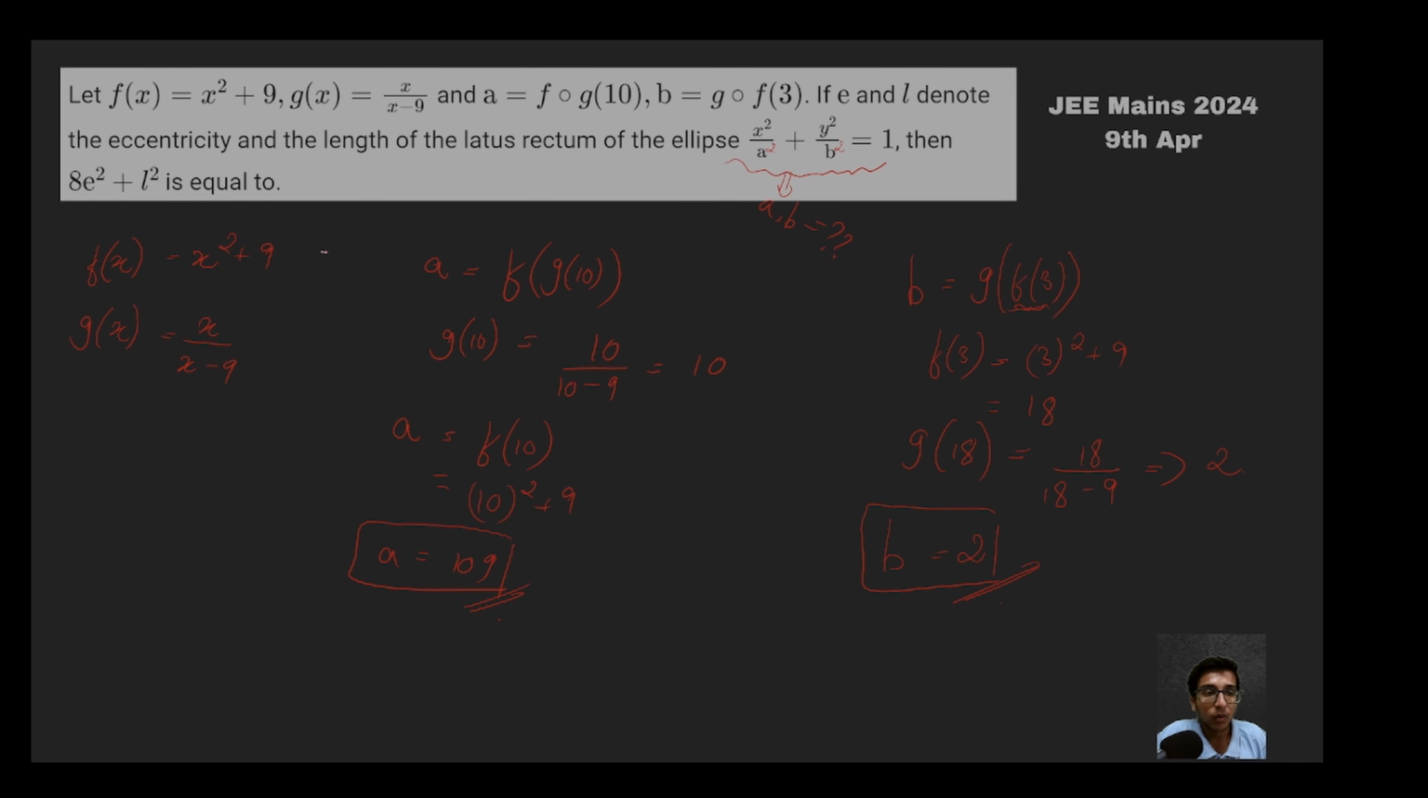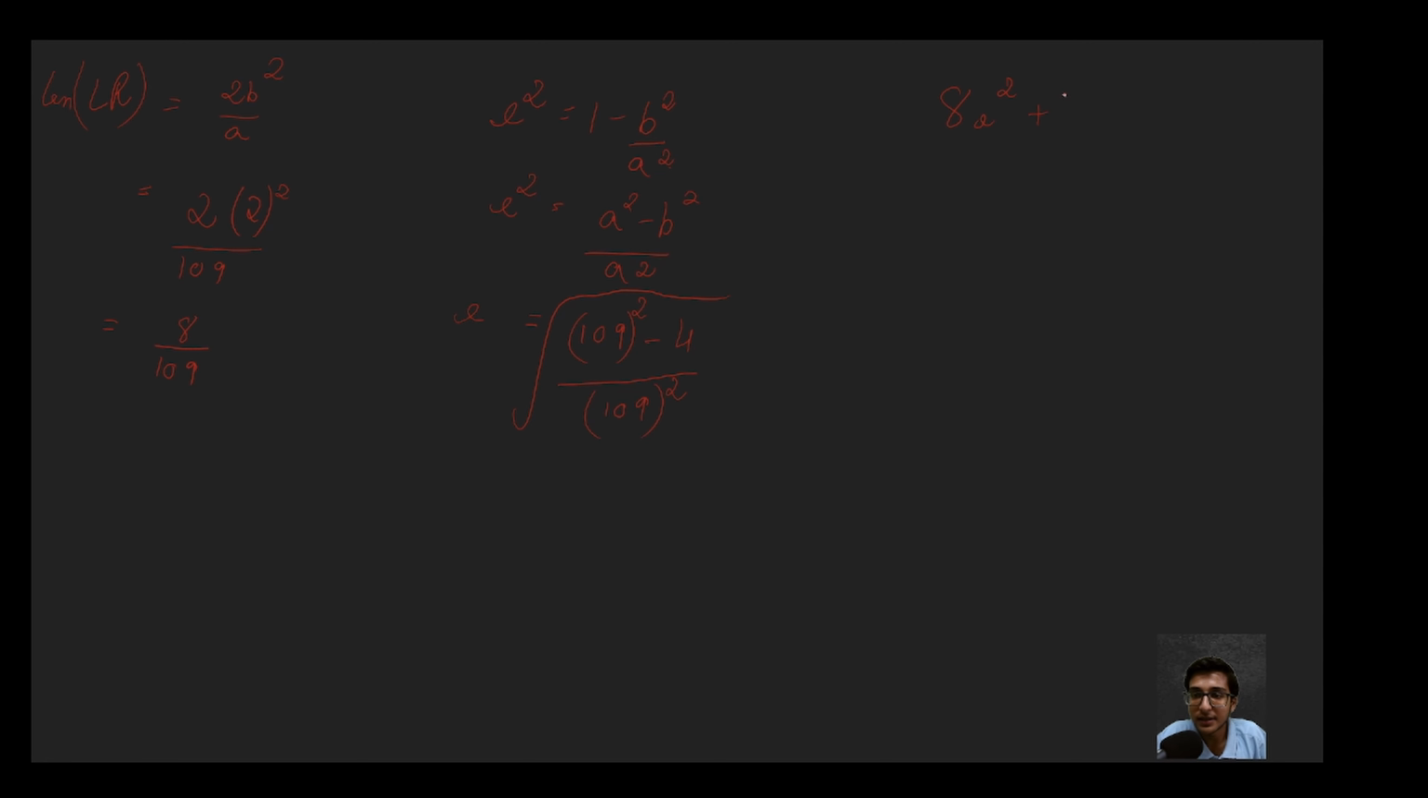Now in the question we have been asked to find out 8 e square plus L square. So let us try to convert these equations in this format so that we do not have to do these long calculations of 109 whole square. So 8 e square, we know what is e square. It is 109 whole square minus 4 upon 109 whole square plus L square. This would become 109 whole square. So we can take 109 square common here.